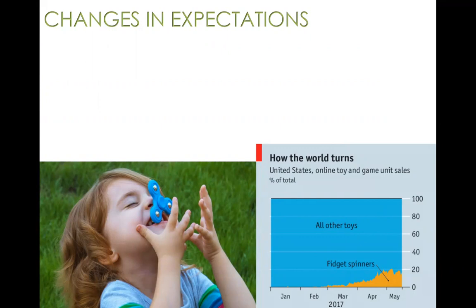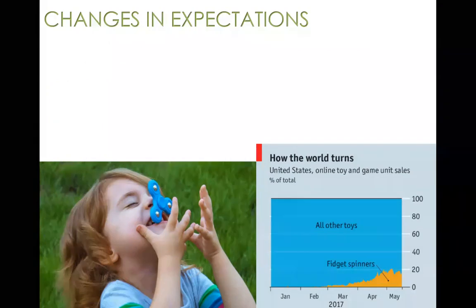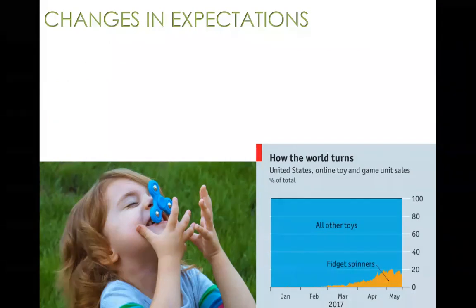Now, another example I want to show you is how a change in expectation can affect supply. This example happened in 2017. If you remember it well, I guess most of you were still in high school in 2017. There's an interesting phenomenon that happened in the market. One small toy suddenly became popular. And we can see from this chart on the right-hand side, the total sales of toys, from 0 to 100%.